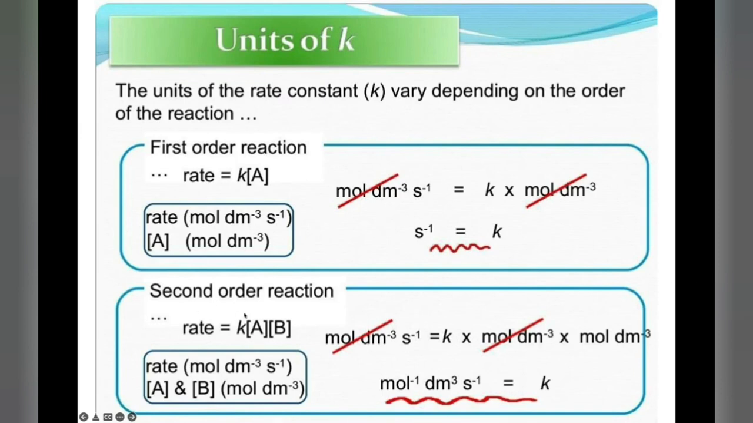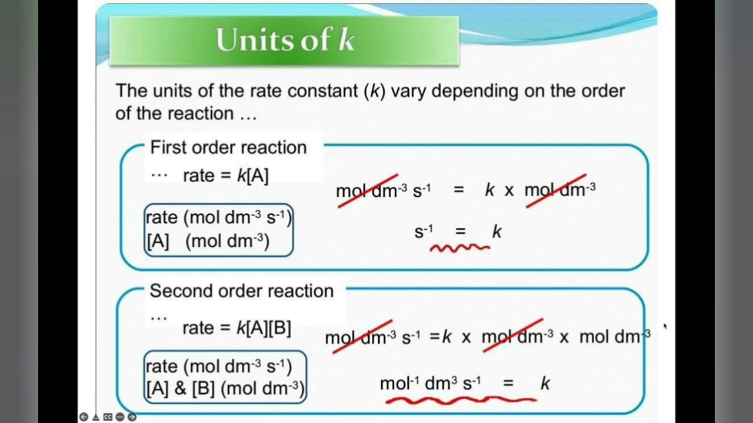Now for the second order reaction, rate is equal to K into concentration of A into concentration of B. Rate is as always mol dm raised to minus 3, s raised to minus 1. For A and B, it is mol dm raised to minus 3. When you equate both and cancel out, what you get for K is mol raised to minus 1, dm raised to 3, and s raised to minus 1.